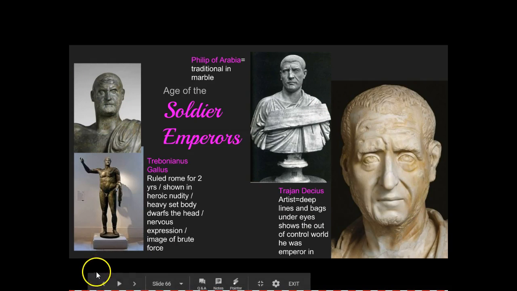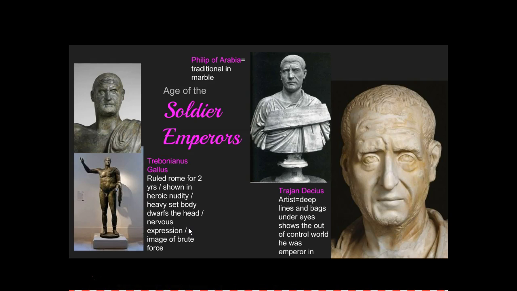Okay, so again, we have the soldier emperors happening here. They're not equestrian statues, but they are propaganda statues. Each of these pieces of propaganda show the type of emperor they are on their faces and in their stance. So we have this Gallus over here, tall, large man in the nude.